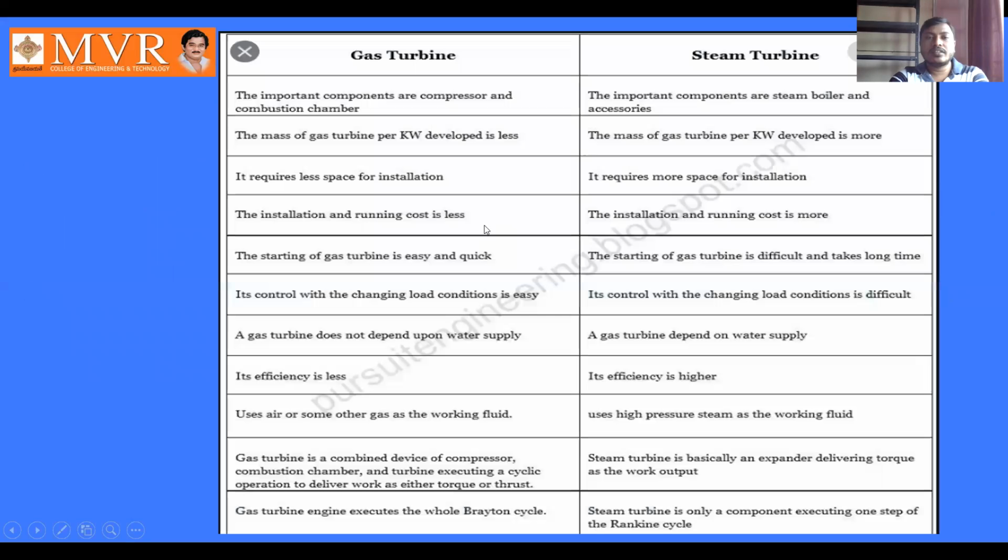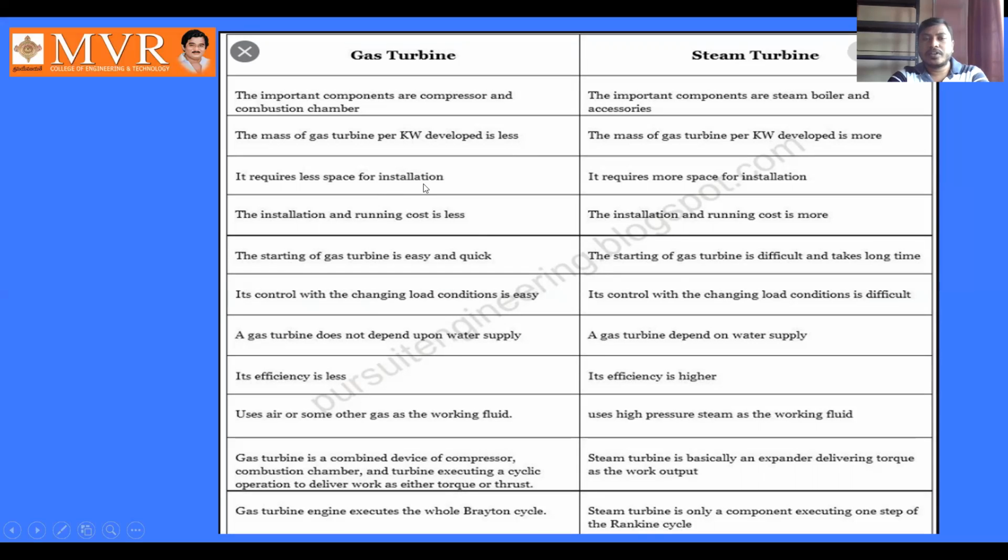See, coming to the comparisons, this is the comparison between the gas turbine and steam turbine power plant. In the gas turbine power plant, the important components are the compressor and combustion chamber. And coming to the steam turbine, the important components are the steam boiler and accessories. See here, the mass of the gas turbine per kilowatt developed is less. The mass of the steam turbine per kilowatt developed is more when comparing with the gas turbine.